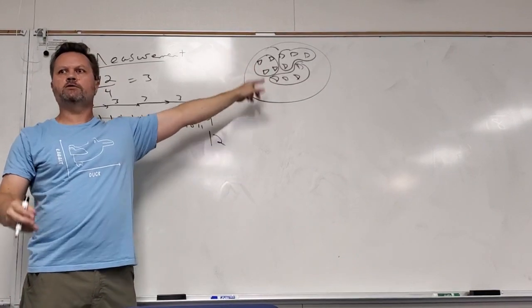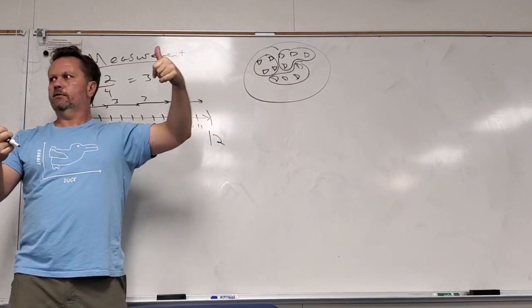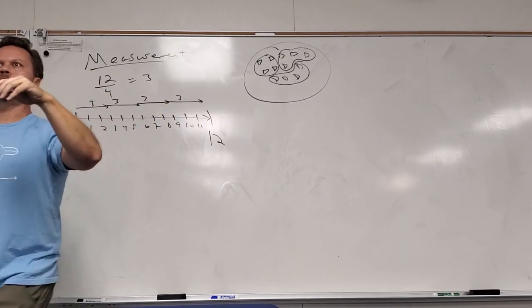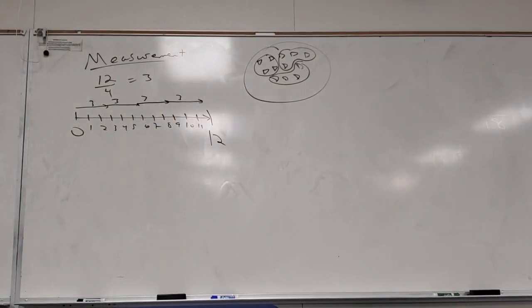I found out. So this would be the measurement model of division. Is that all right? The measurement model is when you start with a bunch and then figure out how many groups you could get into, so you know how much you want to go into each group. The sharing model is when you have a total and you know how many groups you've already got, and you're just trying to figure out how much each group gets.